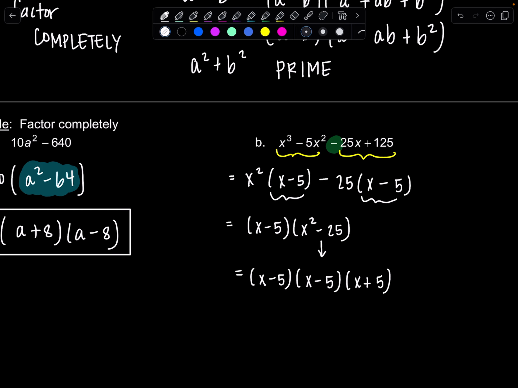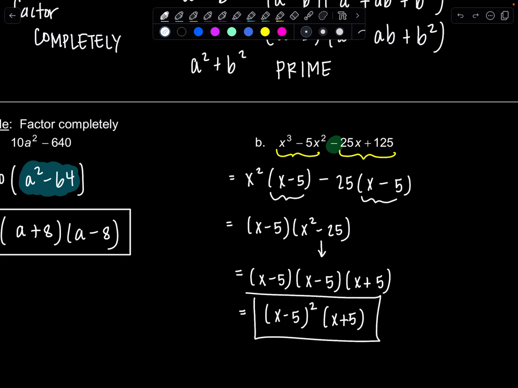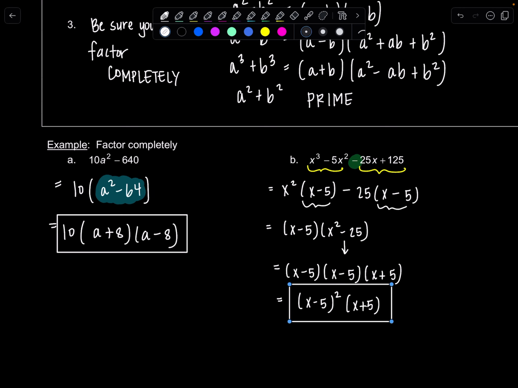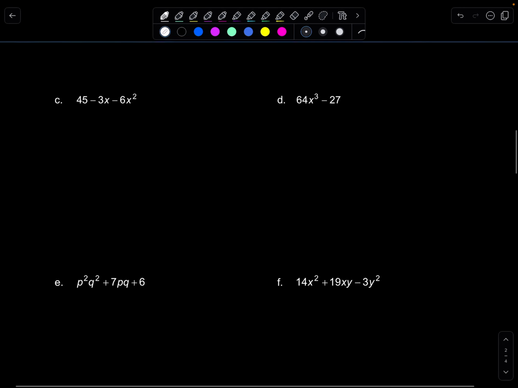And we could write our final answer as x minus 5 quantity squared. Just write it once and then put the 2 times x plus 5. Oops. Beautiful. That one's done. So see how sometimes when factoring you have to use multiple techniques for one problem to get it completely factored.